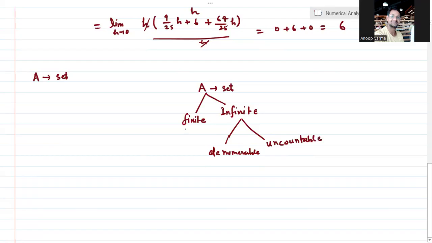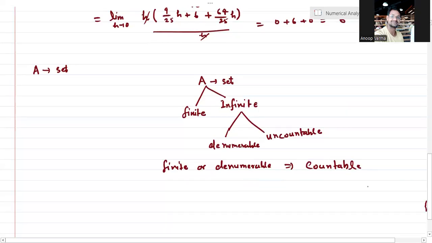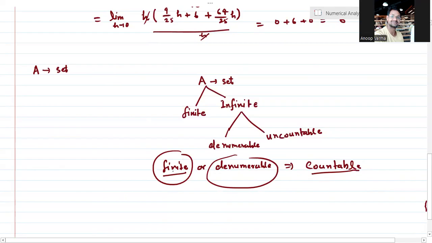Okay. So if a set is finite or denumerable, this implies countable. Okay, it means mainly we have a set that 2 types, that is countable or uncountable. Okay, if a set is finite or denumerable, that is called countable. Okay, so we know about the finite set. If I have some cardinality, the finite number, we can say that is finite. Okay, what is the meaning of denumerable?